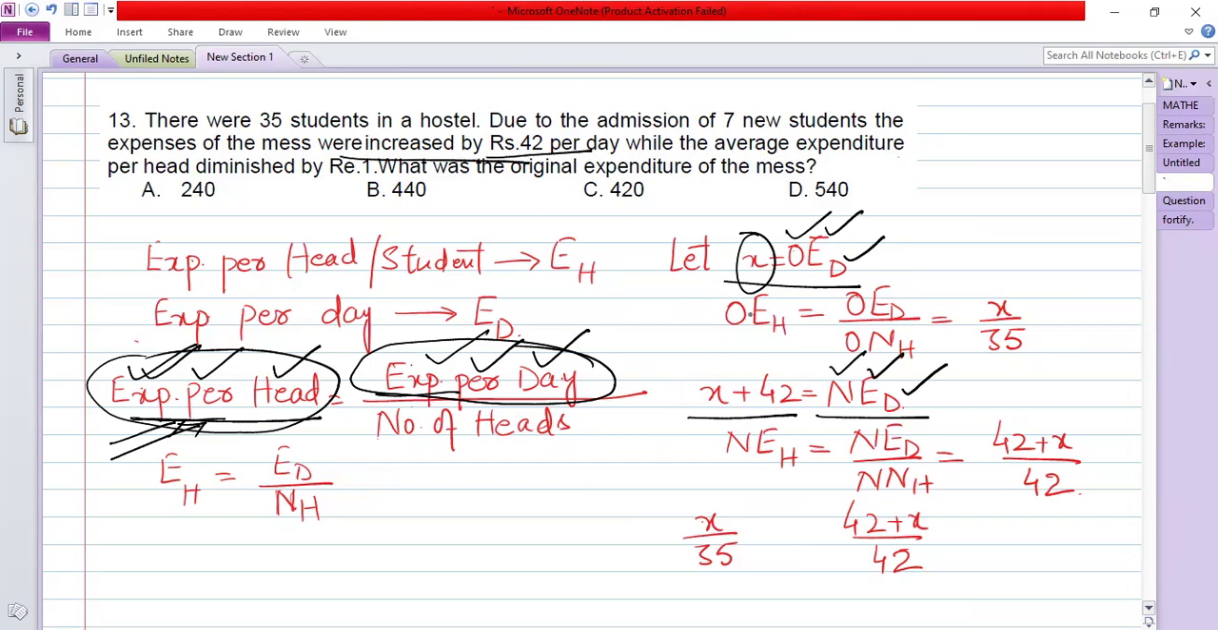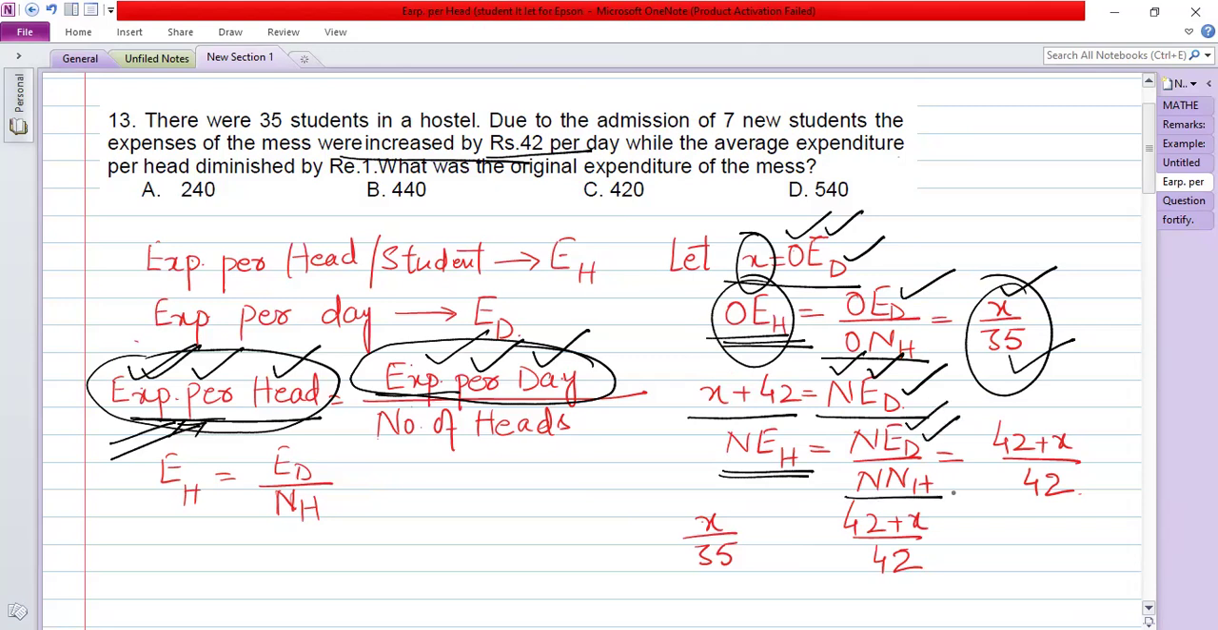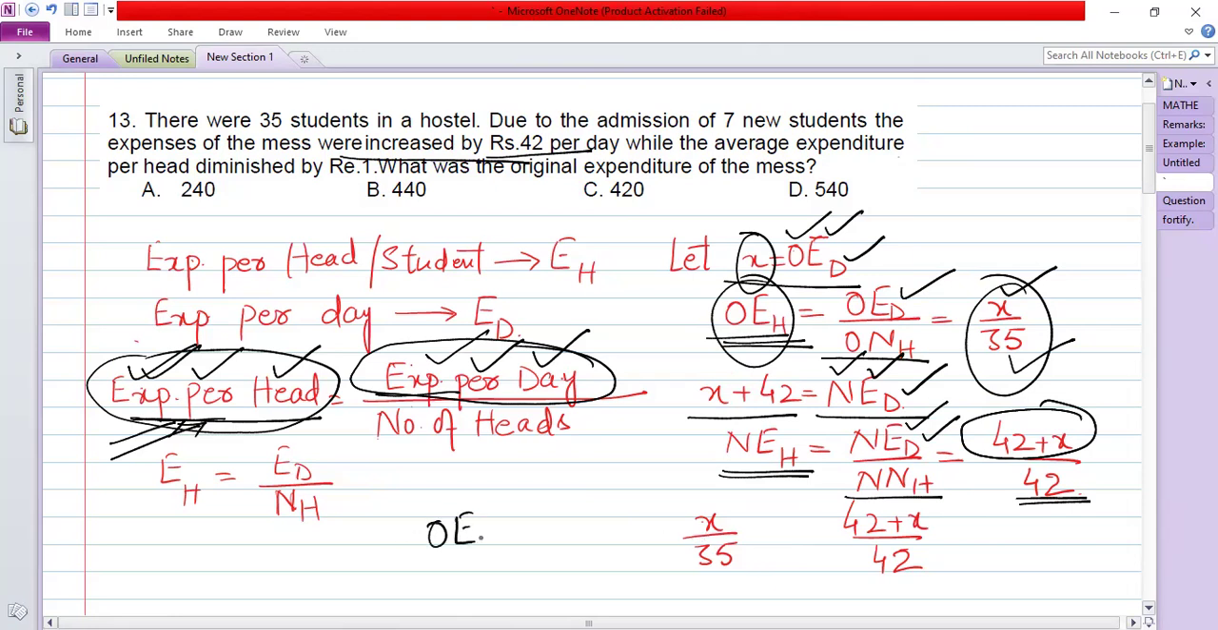Now, once again, using this equation, because the original expenditure per day is X now, this is X by 35, the original expenditure per head. And obviously the new expenditure per head will be the new expenditure per day divided by the new number of heads. That is 42 plus X divided by the new number of students, that is 42. So basically we have these two, that original expenditure per head, which is nothing but X by 35.